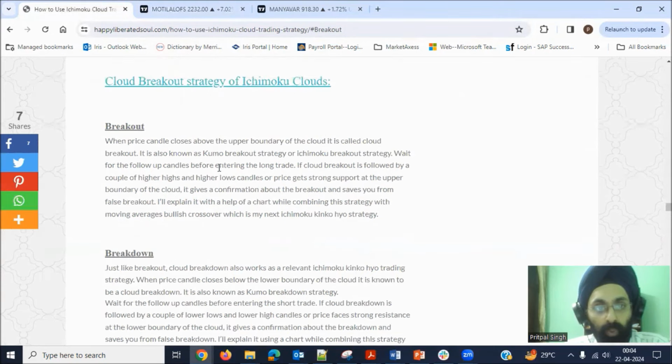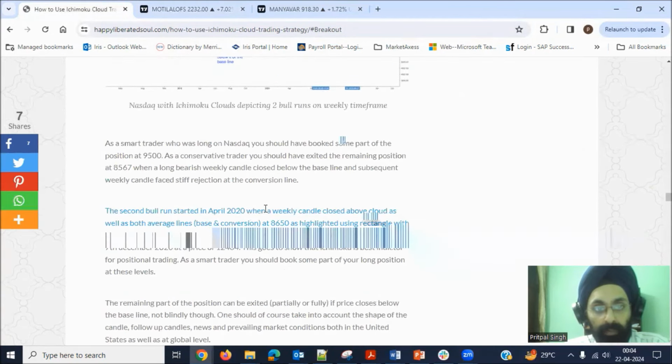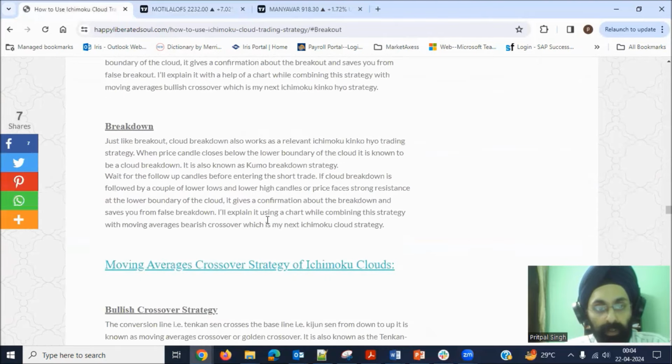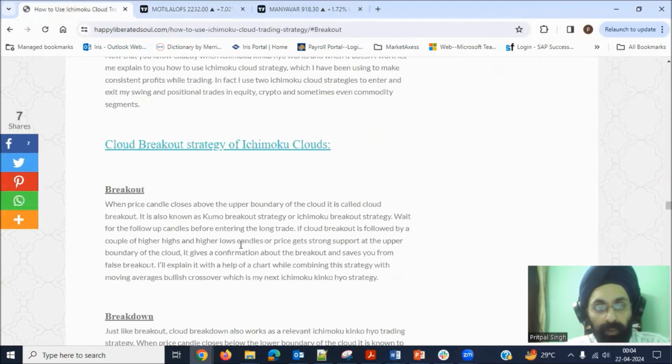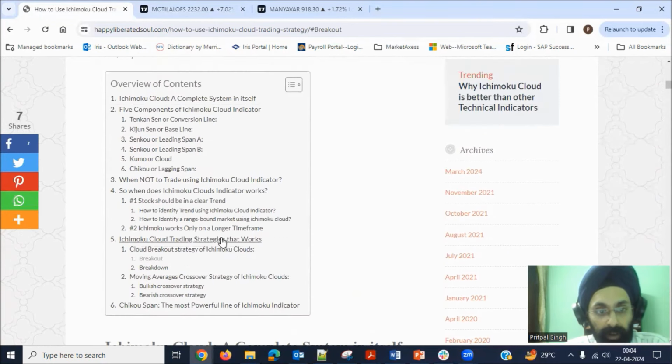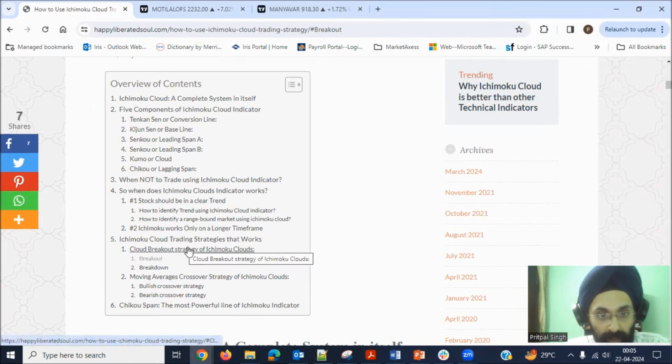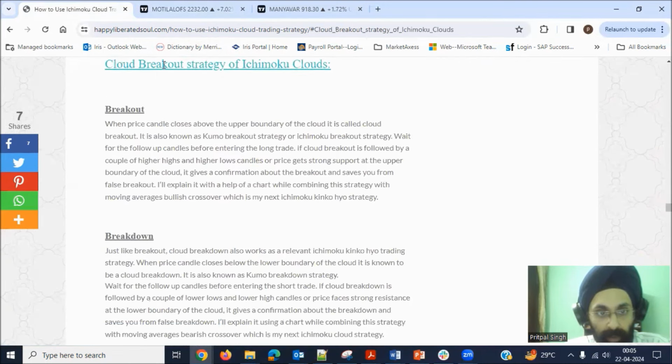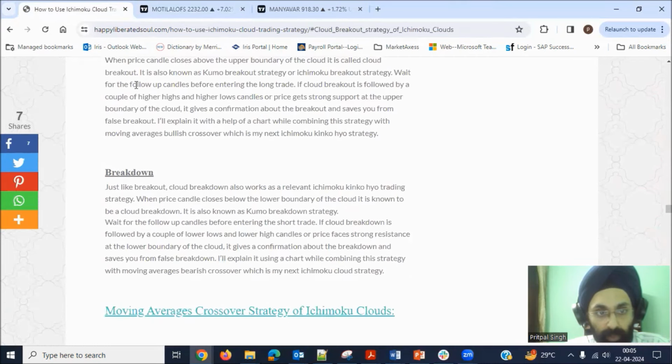Those who want to read it, I have a very detailed tutorial in blog form as well. I will share the link to my blog page, and it will directly land you here, because it is a very long tutorial. So these are all the contents of the tutorial, in a structured way. Cloud breakout strategy for Ichimoku Cloud. This was the breakout we already talked about, and now we will talk about the breakdown strategy.